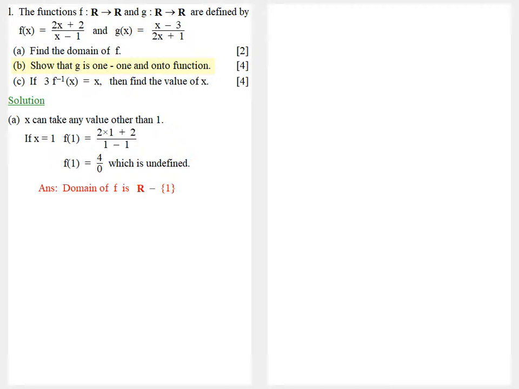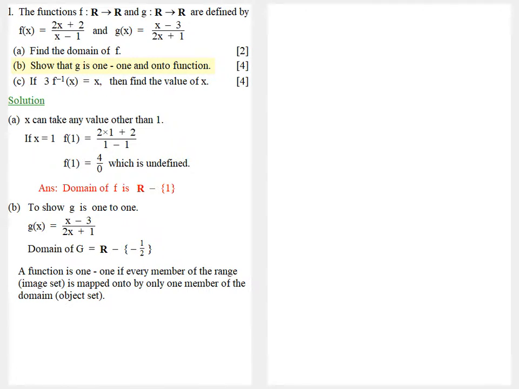Now in part B, we want to show that g is 1-to-1 and an onto function. So we want to show, first of all, g is 1-to-1. Now we've got g of x is equal to x minus 3 over 2x plus 1. Again, the denominator, 2x plus 1, cannot be 0. That means x cannot equal minus a half. So the domain of g is R, the real numbers, minus the set containing minus a half.